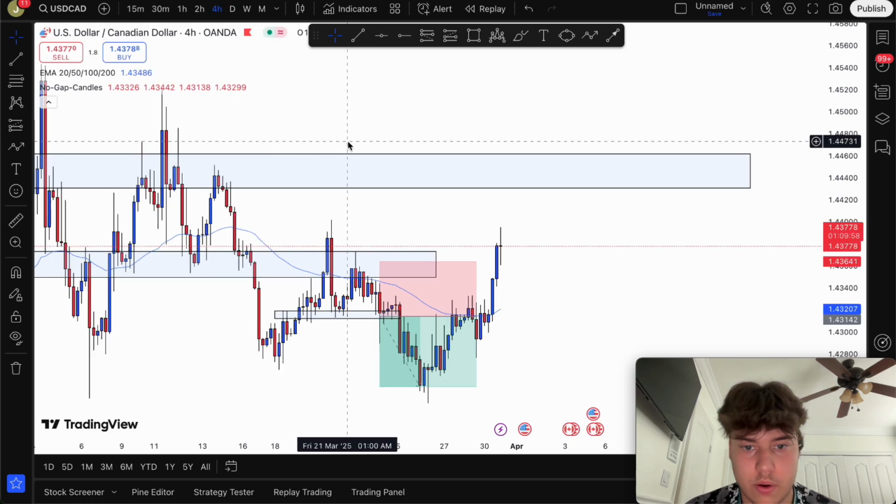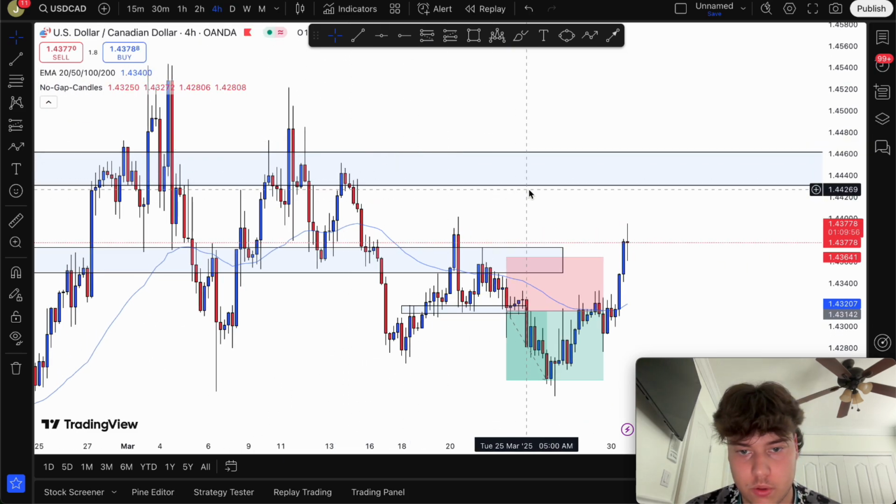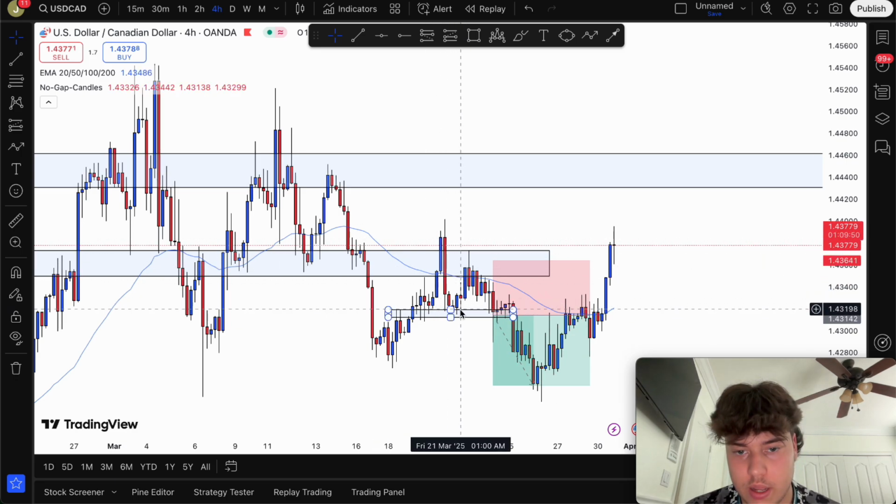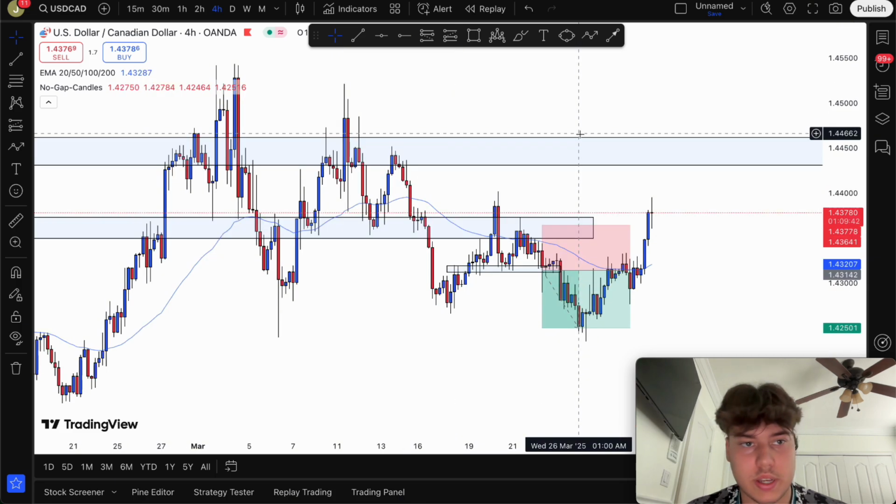And on the 4-hour, we were bearish. We had shifted structure right here. So this was our lower high and this was our lower low. On USD CAD, we had an area of interest on the 4-hour.